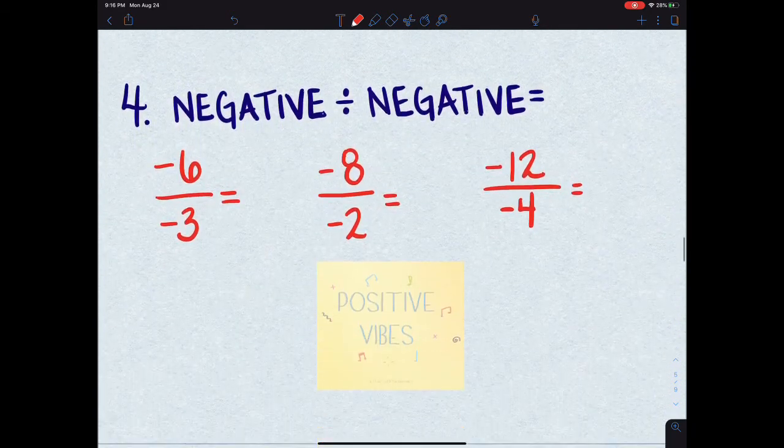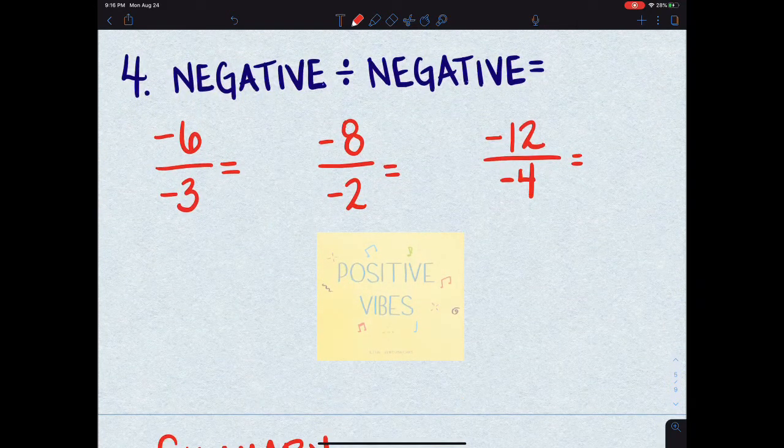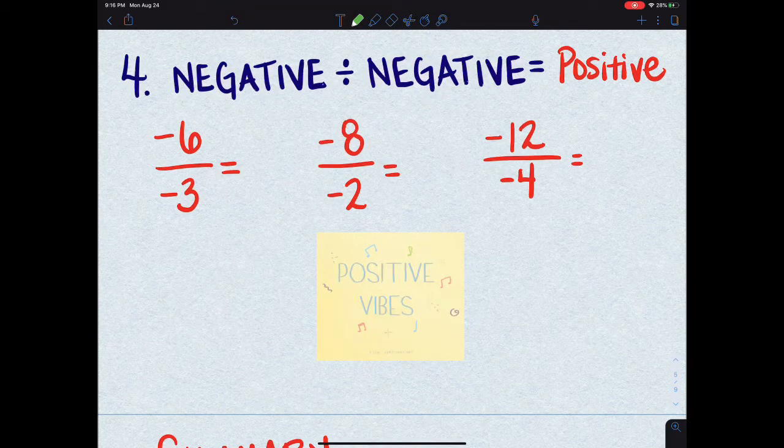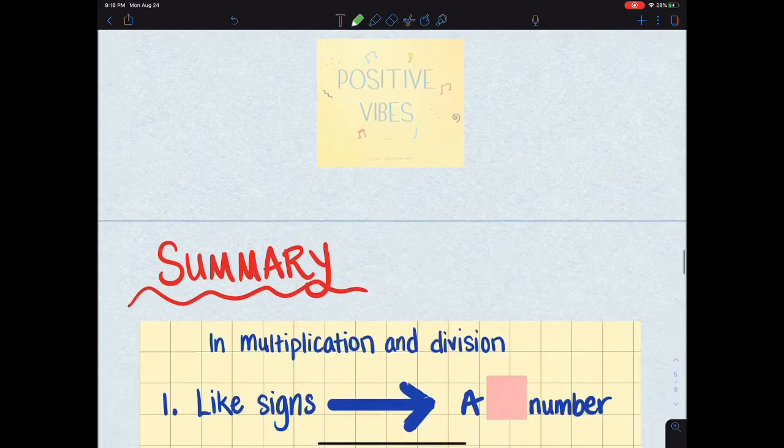Okay. What about a negative divided by a negative? If you do that, you end up with a positive. Let's do these examples. Negative 6 divided by negative 3 is positive 2. Negative 8 divided by negative 2, positive 4. I'm not writing the positive sign because it's just assumed. Negative 12 divided by negative 4 is 3. Okay, I think you got it.